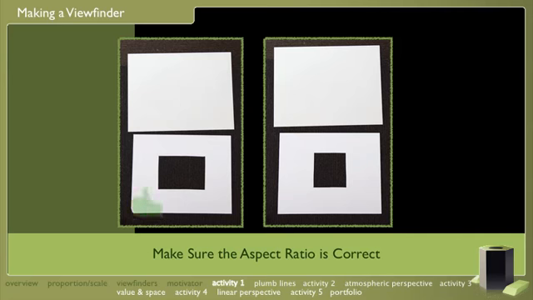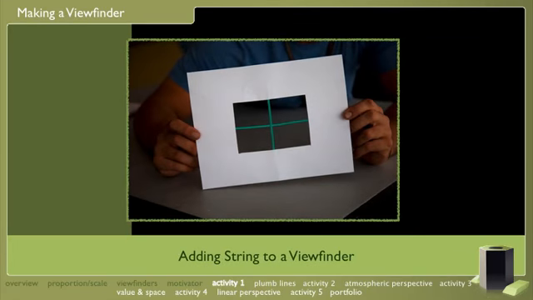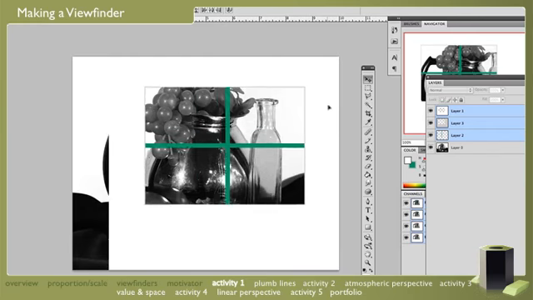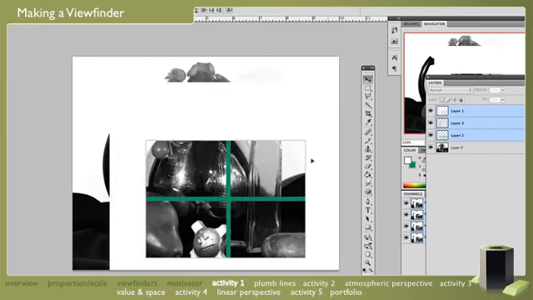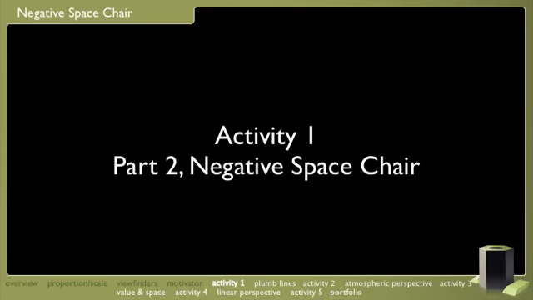The opening in your viewfinder should be approximately the same shape as your picture plane. You can go a step further and use string to divide the viewfinder horizontally and vertically. Use the viewfinder to solve visual problems by looking at the negative space and the scale of the objects related to each other.